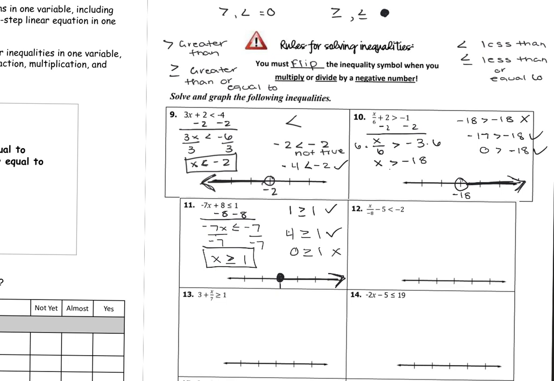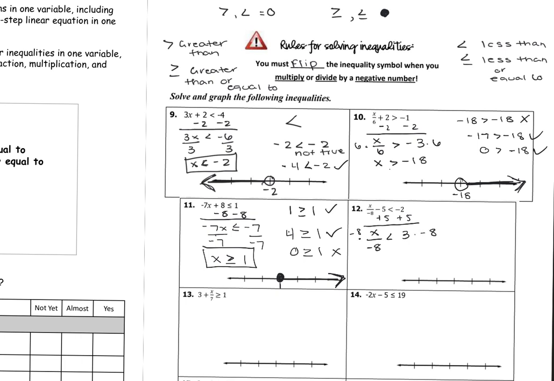All right. So for number 12, we have that x divided by negative 8 minus 5 is less than negative 2. So I'm going to add 5 to both sides. X over negative 8 is less than 3. Multiply both sides by negative 8.